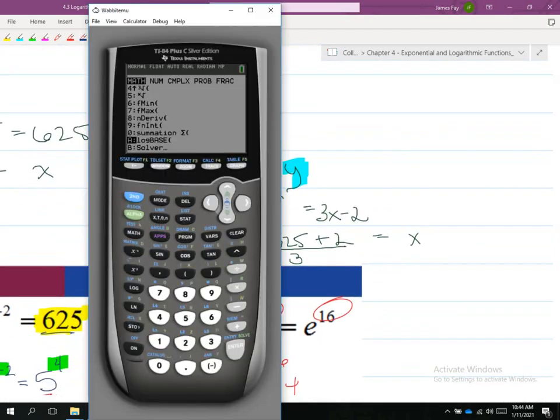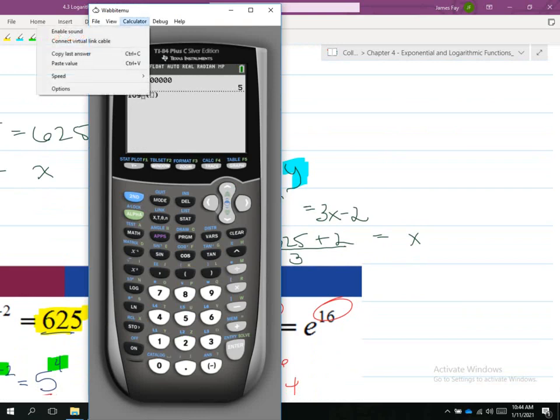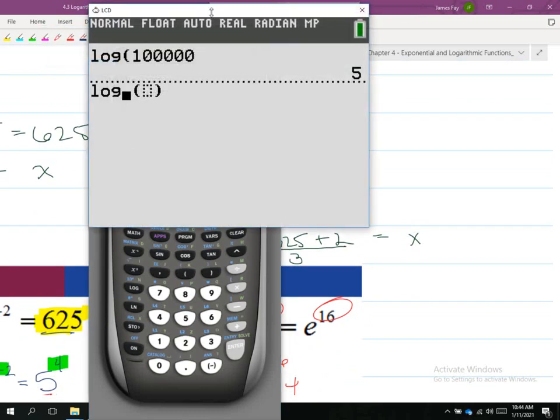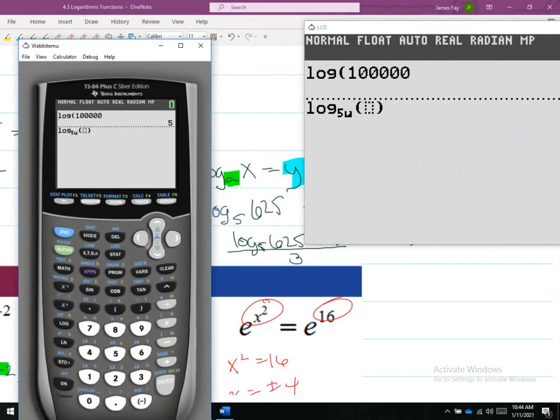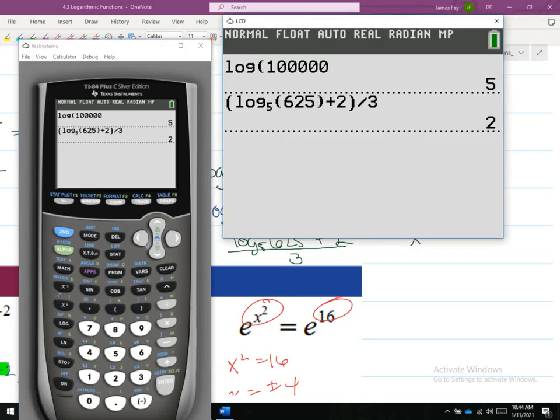But if I type that in, if I go log base 5 of 625, add 2, need parentheses here, and then divide that by 3. Does it give us 2? That kind of makes sense?